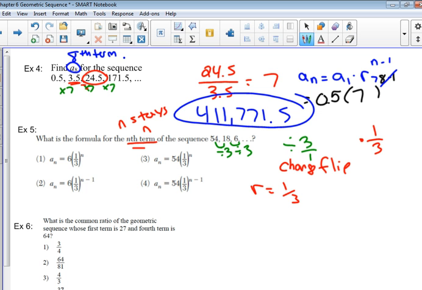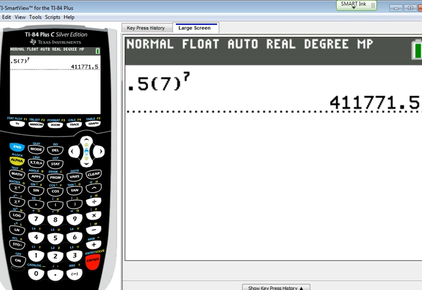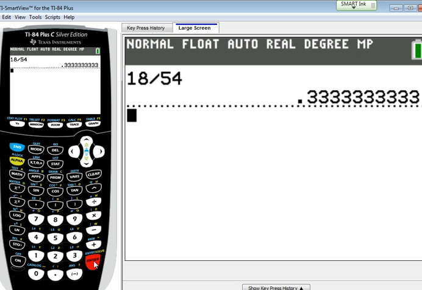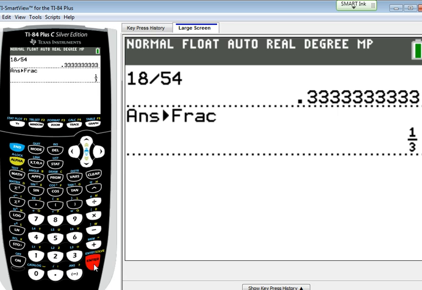Now, if we weren't sure about that, remember Abby's little trick from up here? She said just take one of the numbers and divide by what comes right before it. So if we take any of these terms, if I take like 18, then I divide by 54. So if I took 18 divided by 54, and I use my math fraction key, see how that'll give you 1/3? So if you guys are ever not sure what we're multiplying by, just take one of the numbers, divide by what comes right before it. It'll always work, no matter what.